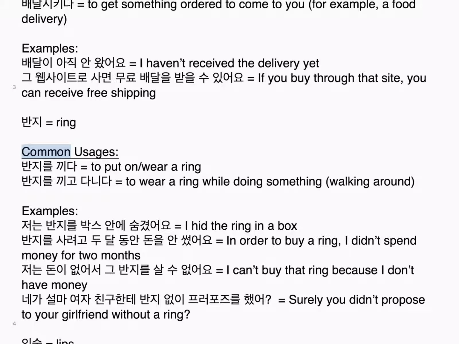반지 equals ring. Common usages. 반지를 끼다 equals to put on, wear a ring. 반지를 끼고 다니다 equals to wear a ring while doing something, walking around. Examples. 저는 반지를 박스 안에 숨겼어요 equals I hid the ring in a box. 반지를 사려고 2달 동안 돈을 안 썼어요 equals in order to buy a ring, I didn't spend money for 2 months. 저는 돈이 없어서 그 반지를 살 수 없어요 equals I can't buy that ring because I don't have money. 내가 설마 여자친구한테 반지 없이 프러포즈를 했어 equals surely you didn't propose to your girlfriend without a ring?